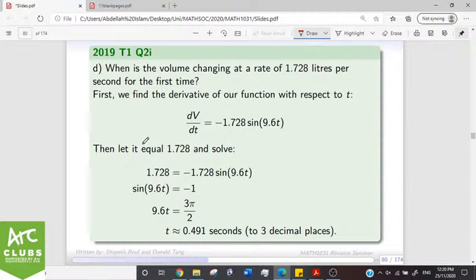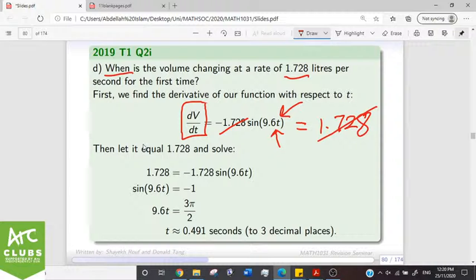So this next part asks, when is the volume changing at a rate of 1.728? Well, to find the change, you take the derivative, okay? So we did that here. And we need to equate it to 1.728 and find the time because it's asking when. Okay, so rearrange this. They chose 1.728 nicely for us because it cancels. So we get sine of 9.6t equals -1.